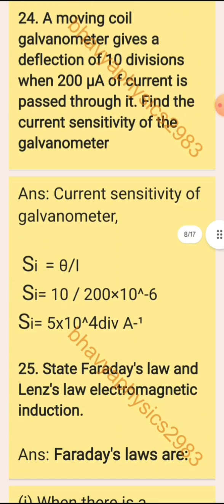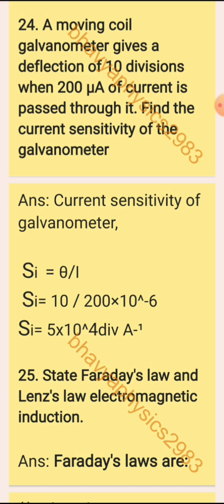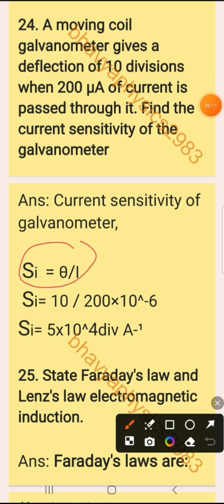Next one, moving coil galvanometer gives a deflection of 10 divisions when 200 microampere of current is passing through it. Find the current sensitivity of the galvanometer. Current sensitivity is given by this relation. Okay, current sensitivity is theta by I. That means we know that galvanometer deflects according to the current in the circuit. Even for small current, galvanometer shows large deflection. So therefore, this galvanometer is very sensitive to current.